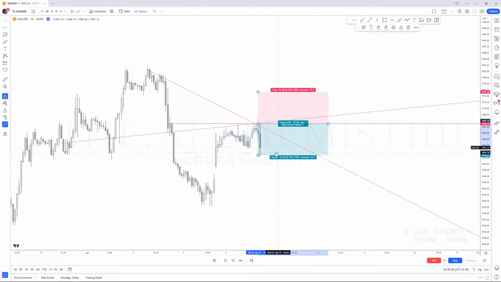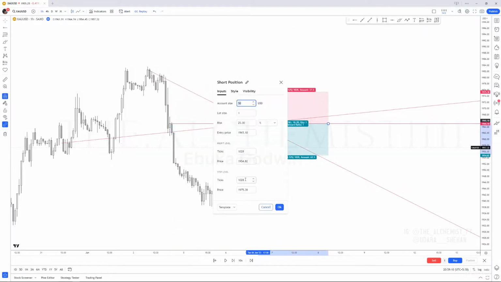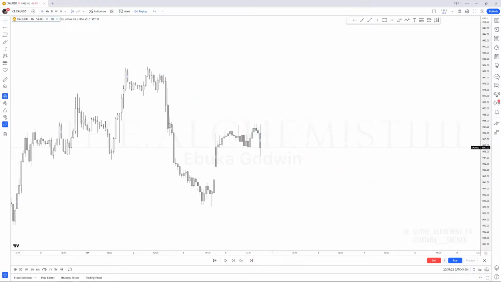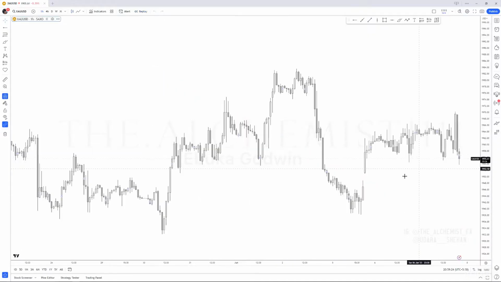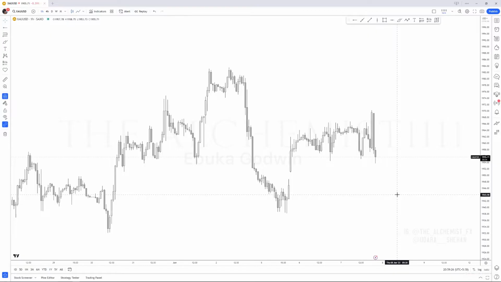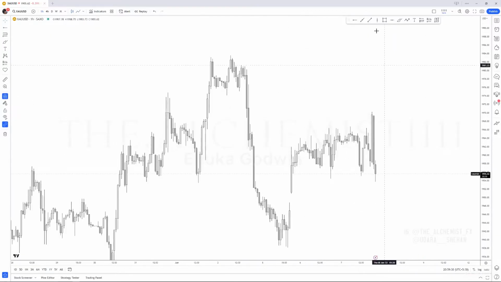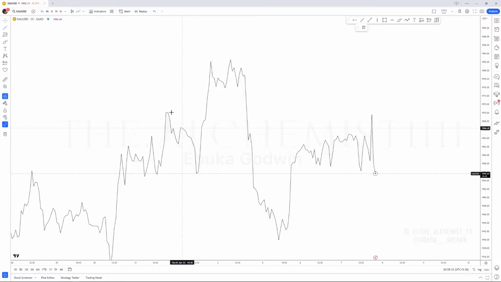Okay, so look at this. 20 pip stop loss and 100 pip target. There we go, 5%. Easy. So you can do stuff like this. I'll show it to you. So that's that. Now you see this, right? You see how interesting these trend lines are. Trend lines are very interesting if you know how to use them properly. Look at this. I can show you a lot of trend lines. What is this?